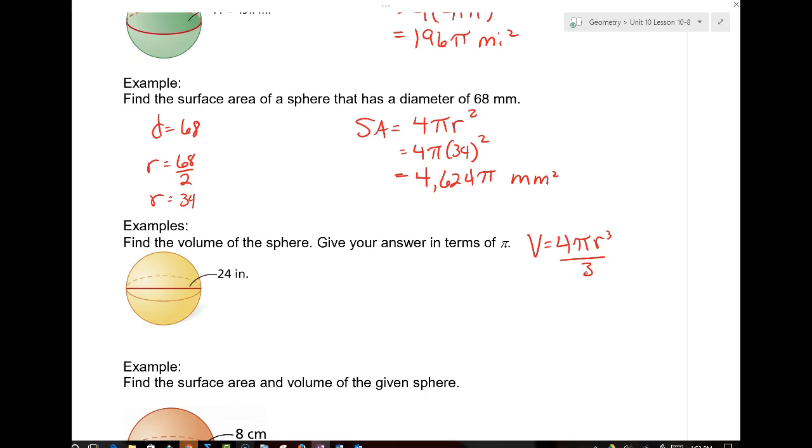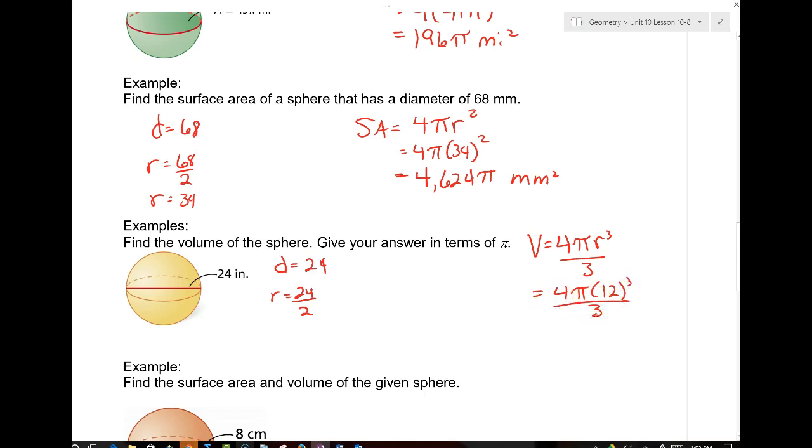No. Can I find the radius? Yeah, because my diameter is 24. So our radius is what, guys? Yep, should be 12. A lot of you don't have to show the work for that. You should know it. Plug it in, we get 4 pi times 12 cubed over 3.